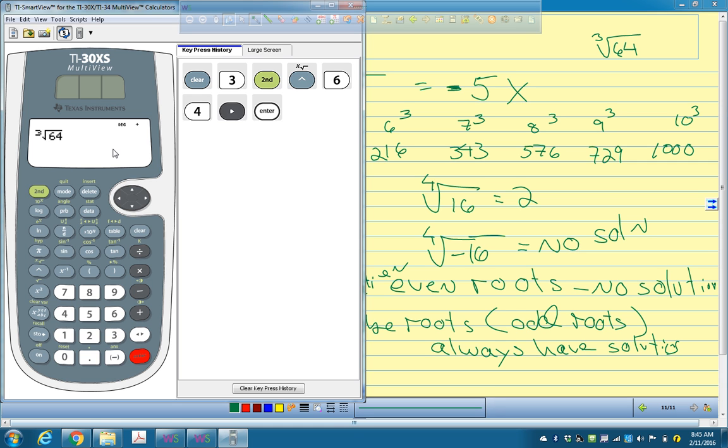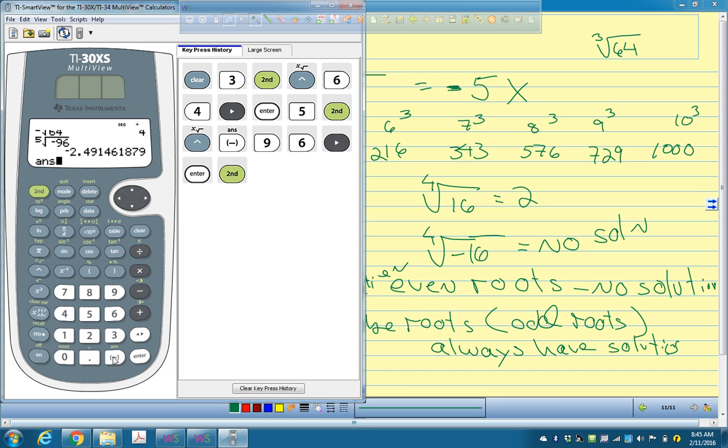I can take the cube root of numbers that are irrational, meaning that they don't have an even answer. So what if I wanted the fifth root of negative 96? That says what number times itself 5 times will give me negative 96. If I hit enter, I get negative 2.49. Watch, just to show you that it's about right. The opposite of taking a root is raising it to a power. If I take that answer and raise it to the 5th power, I get out negative 96.